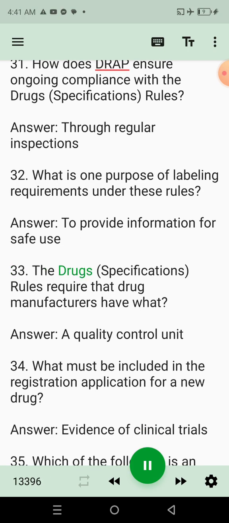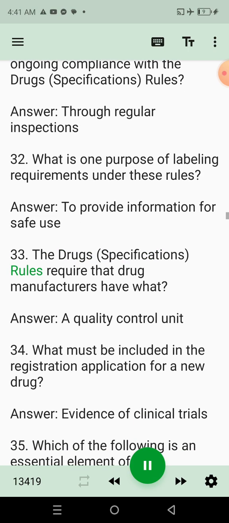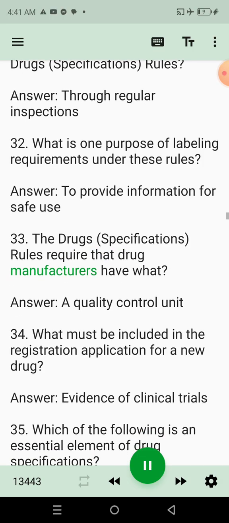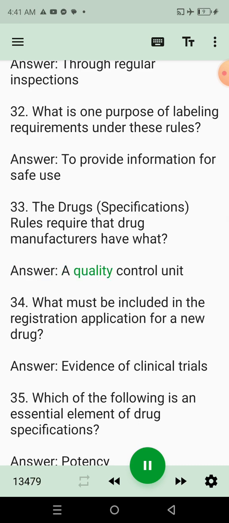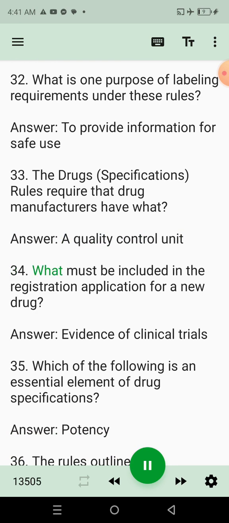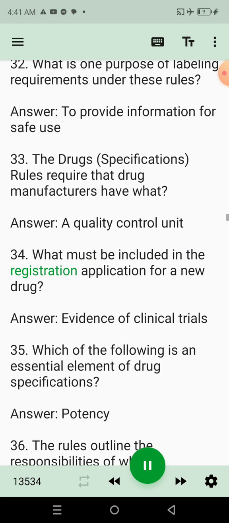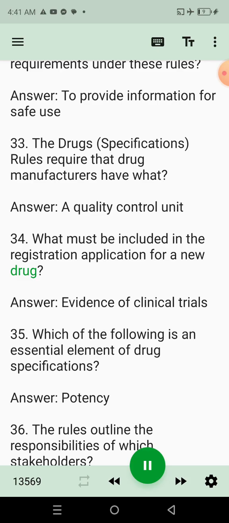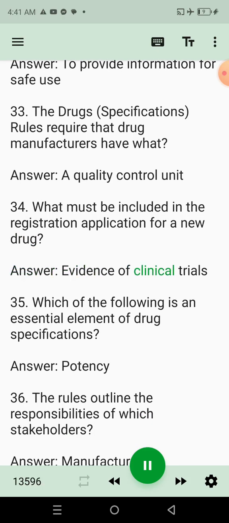33. The drug's specifications rules require that drug manufacturers have what? Answer: a quality control unit. 34. What must be included in the registration application for a new drug? Answer: evidence of clinical trials.